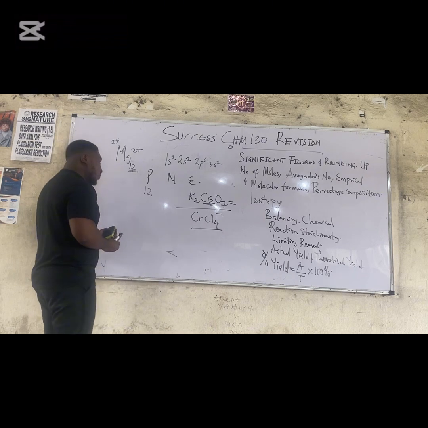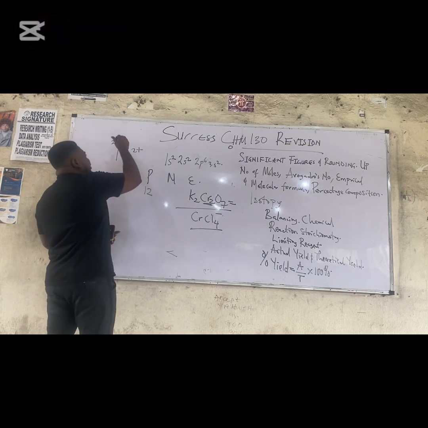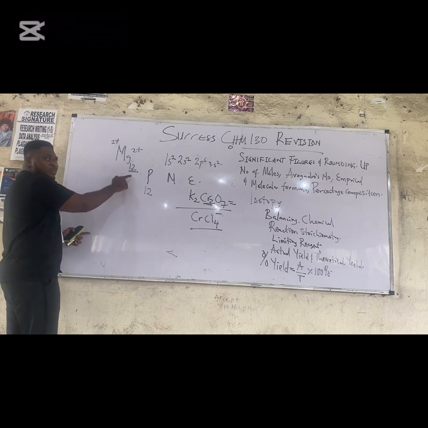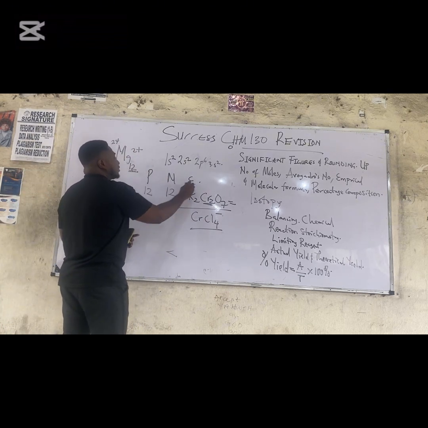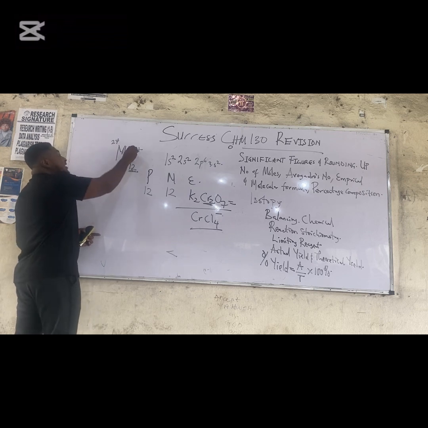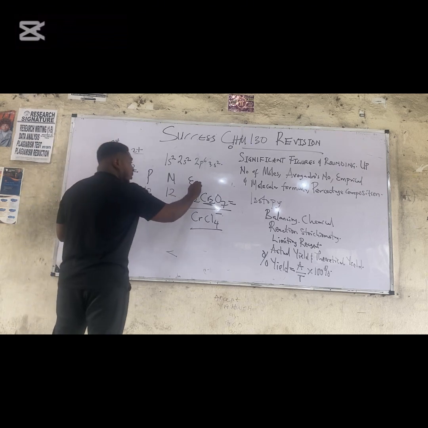This is what I mean. This kind of question will come out. Neutron is, how do you get the number of neutron? Atomic mass minus atomic number. 24 minus 12. And electron is what? Class, because it's carrying a charge of 2 plus, it's going to be 10. It's going to be what?